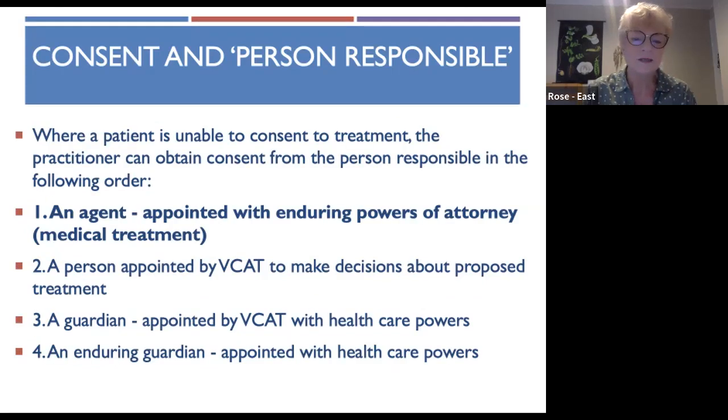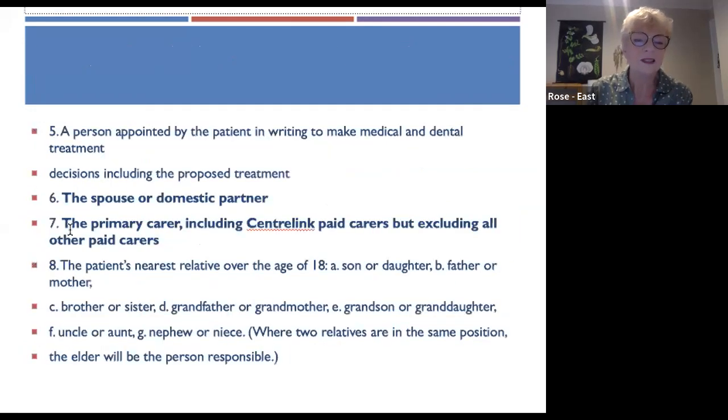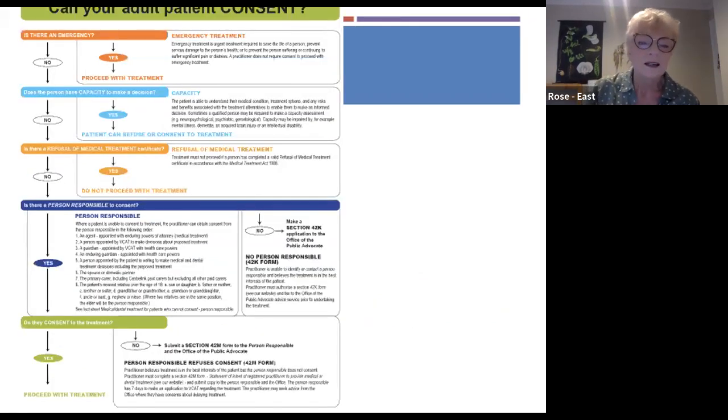Okay, so this must be the hierarchy that I was talking about. Yeah, so they're the four legal ones. Apart from all those legal appointments, the natural hierarchy then defaults to the spouse, a primary carer, nearest relative, brother, sister, uncle, aunt, and so on. Anyway, I'm not going to cover that. You can find this on, I think, the Office of the Public Advocate website. So if you're worried about whether your patient can consent, you can go there and have a look.